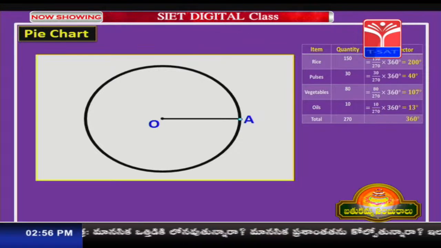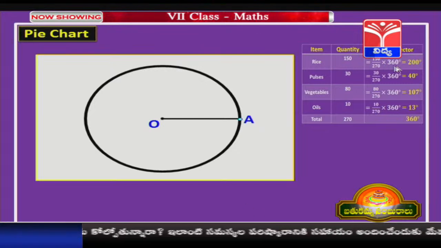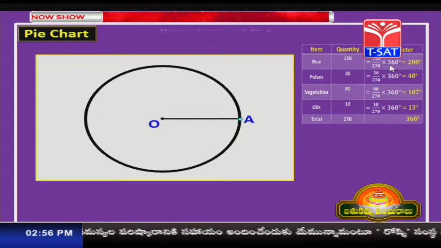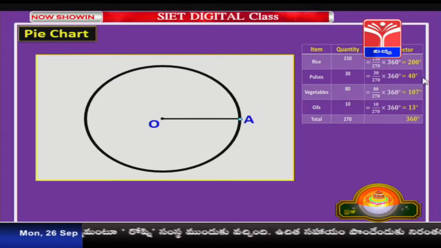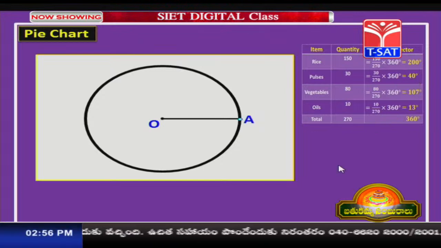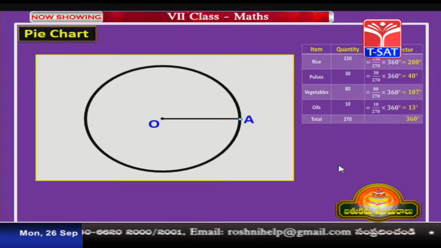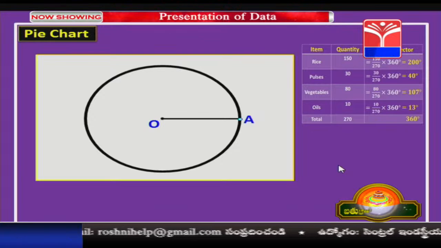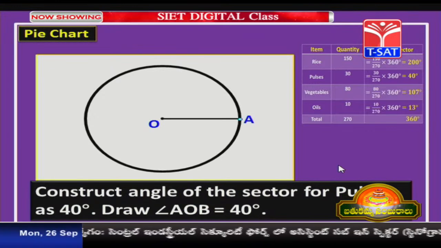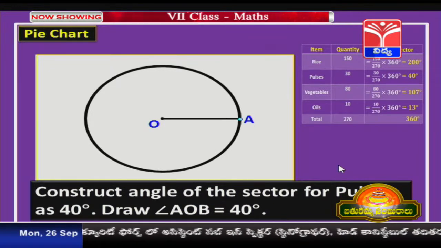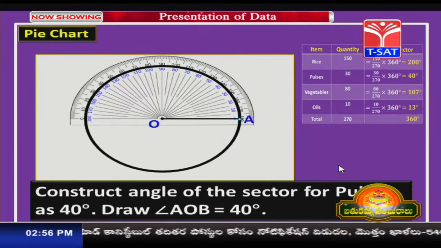Now, what are we going to do? The first angle is 200 degrees, children. To mark 200 degrees is difficult. So, we skip this, and I will tell you why we are skipping it. We are going to draw 40 degrees first. To draw the angle, which instrument are we going to use, children? That is right, we are going to use a protractor. We are going to construct the angle of sector for pulses, which is 40 degrees, using this protractor.